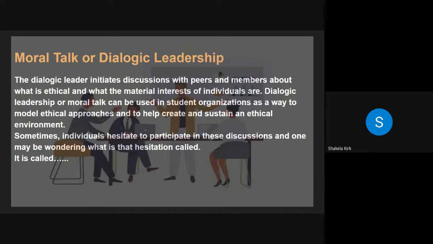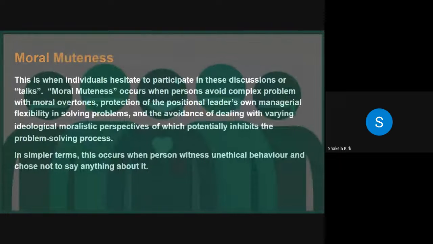Sometimes individuals hesitate to participate in these discussions, and one may be wondering, what is this hesitation called? It is called moral muteness. Moral muteness occurs when individuals hesitate to participate in these discussions or talks. When persons avoid complex problems with moral overtones, protection of the positional leader's own managerial flexibility in solving problems, and the avoidance of dealing with varying ideological, moralistic perspectives of which potentially inhibits the problem-solving process. In simpler terms, this occurs when persons witness unethical behavior and choose not to say anything about it.